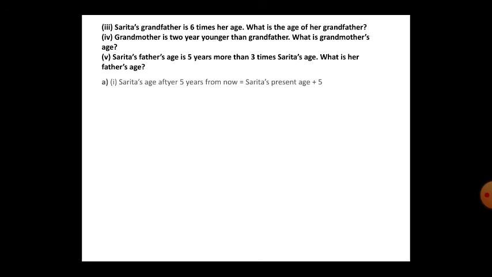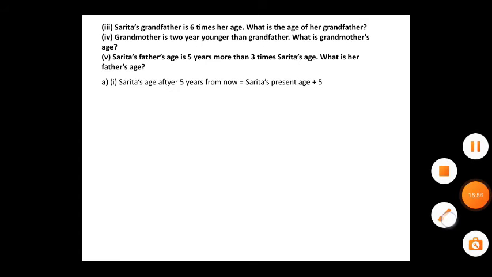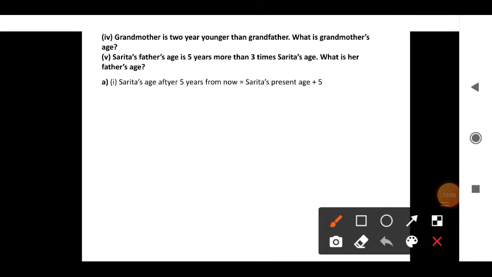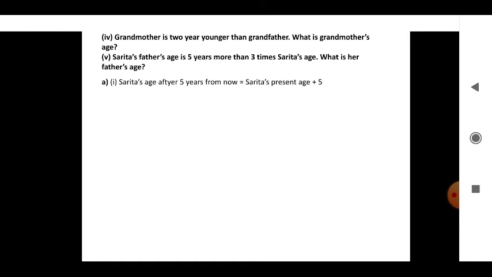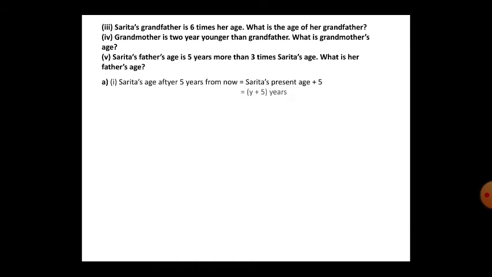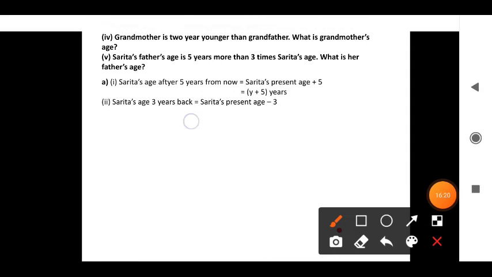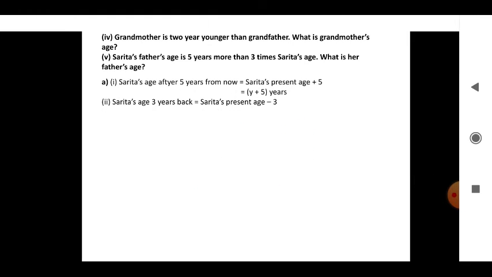Your question is Sarita's age after 5 years. After means you are moving forward, you are adding. Sarita's age is y, so after 5 years you add 5: y plus 5 years. Like that, Sarita's age 3 years back: back means you are subtracting. Sarita's present age is y, and you subtract 3 years. So y minus 3 is the answer.